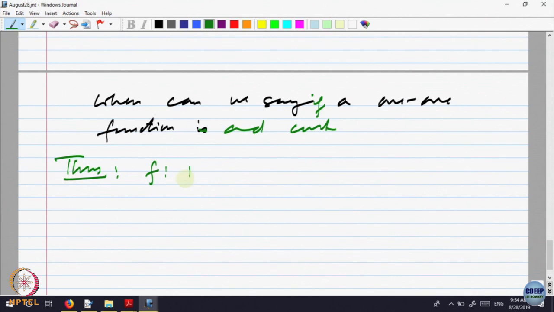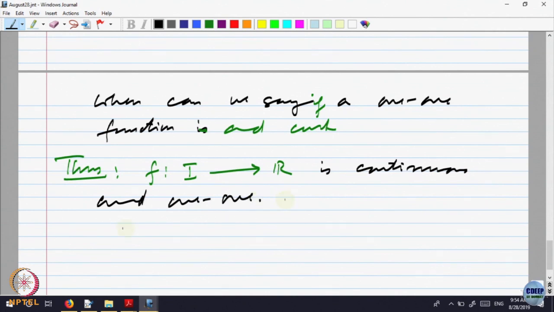Theorem: f from an interval I to R is continuous and 1-1, then f is monotone. If it is continuous and 1-1, then it should be monotone.